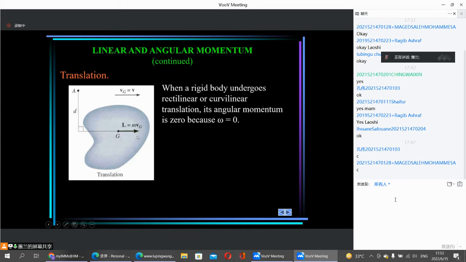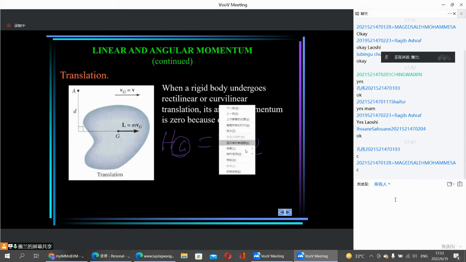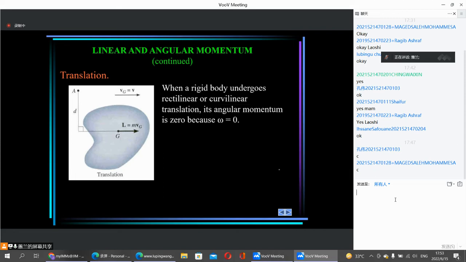For the angular momentum, you need to specify the moment center, and it is equal to IG omega. Omega is the angular velocity. Because it's translation, the angular velocity is equal to 0. So for pure translation, the angular momentum is equal to 0.